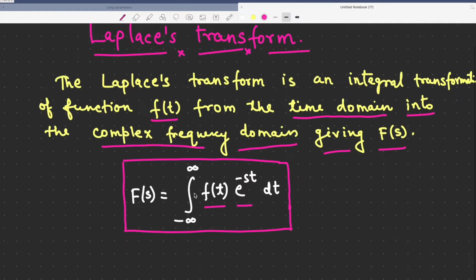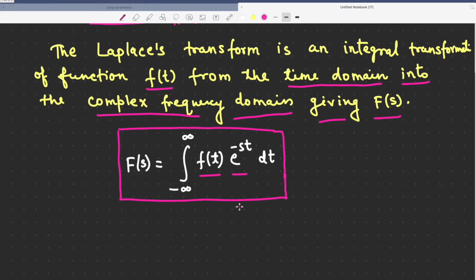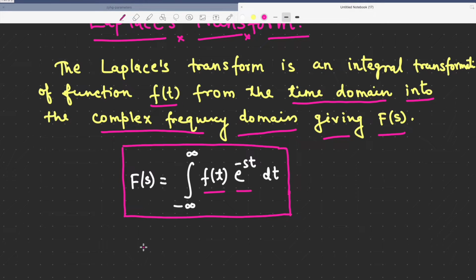But since we are studying this Laplace transform for the purpose of circuit theory, we will limit our study for t greater than 0. So the expression will convert into F(s) equal to the integral from 0 to infinity of f(t) e to the power minus st dt.